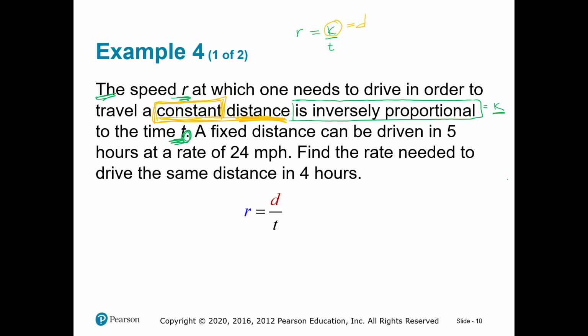A fixed distance can be driven in 5 hours at a rate of 24 miles per hour. So I have 5 hours, and I've got 24 miles per hour. Okay, so what does the 5 hours represent? Yeah, that's time, which is t in our story. What does the 24 miles per hour represent? That's the speed, yeah, which is the r.